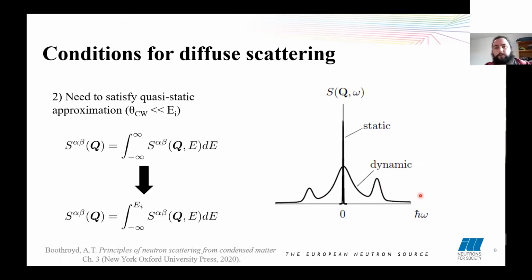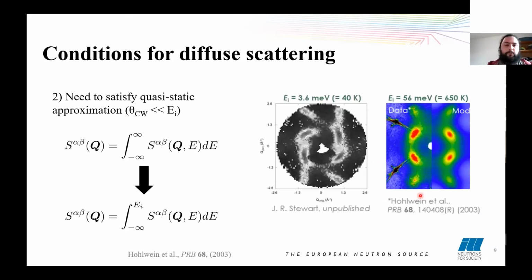So how do we choose our incident energy? Well, this depends on the system. It depends on if it's a fluid or a liquid, if we care about the nuclear diffuse scattering. For magnetic diffuse scattering, the characteristic energy of the system is given by the Curie-Weiss constant. The Curie-Weiss constant is a measure of the net magnetic interactions, and it's a temperature, but you can transform it into an energy, and you can very easily measure it with a magnetometer at a lab.